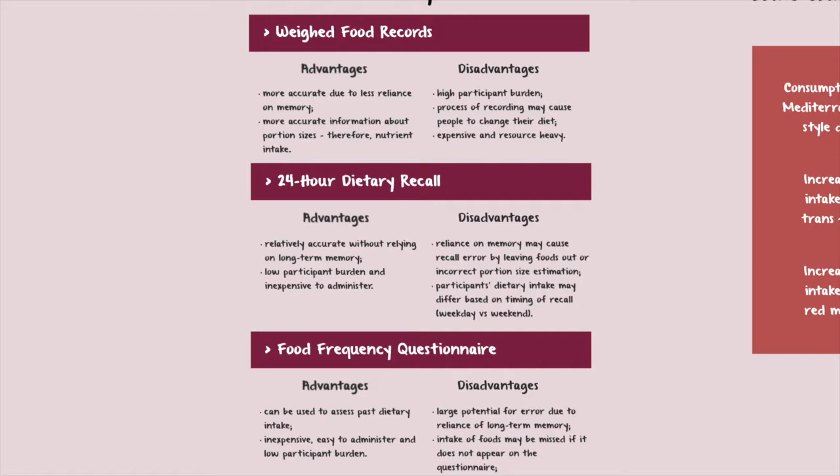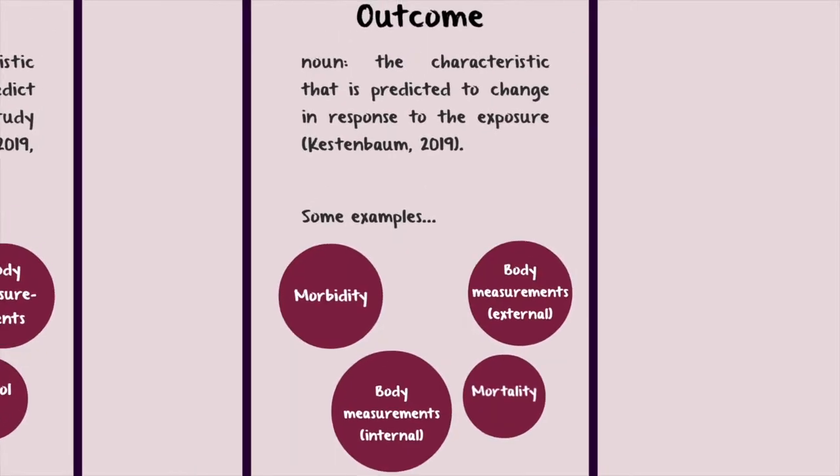And finally, in food frequency questionnaires, participants complete a survey consisting of a list of foods and the frequency that they consume them over a period of time, for example, 1 year. The advantages of this method are that it can be used to assess past dietary intake. It is also inexpensive, easy to administer, and there is a low participant burden. However, disadvantages are that there is large potential for error due to the reliance on long-term memory. Intake of foods may be missed if it does not appear on the questionnaire, and it must also be culturally and population specific.